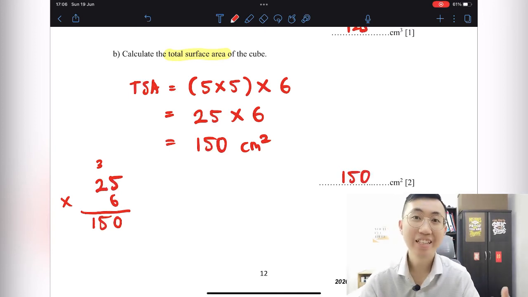So there you go. This is the year 8 exam paper. Definitely harder than the year 7 paper.